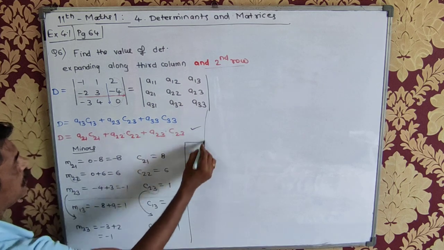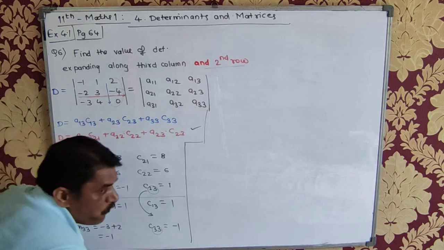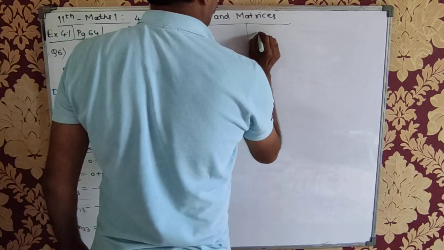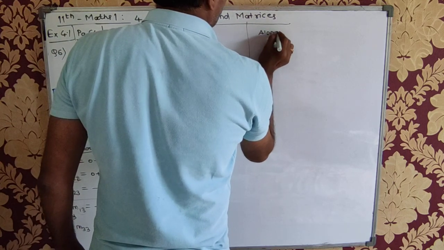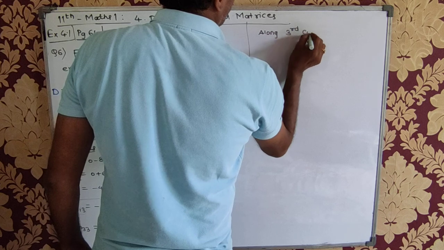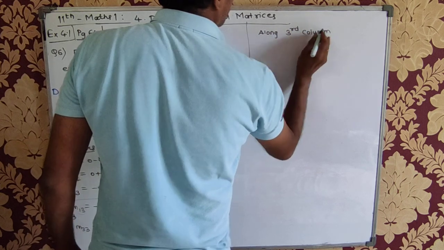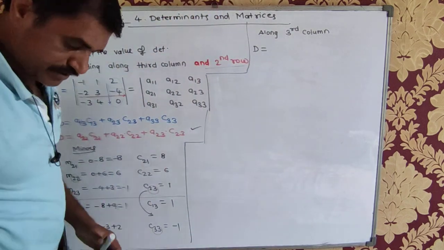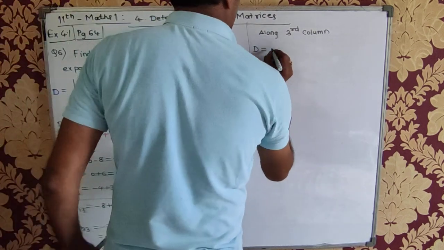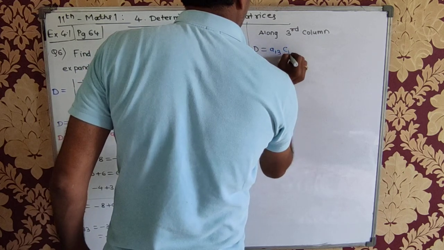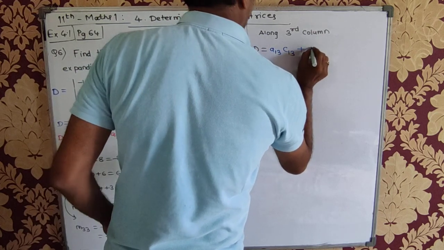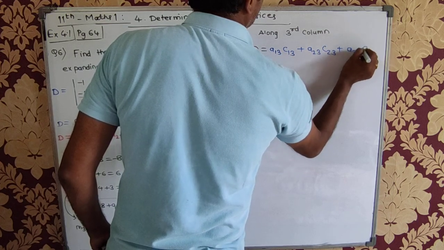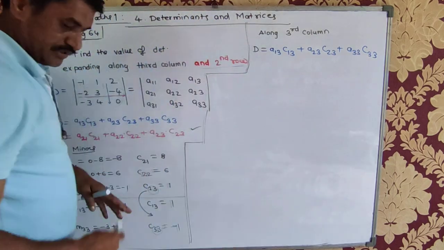Yes. Now let us expand this. The expansion along the third column we'll do first. D is equal to what will come? Along the third column I'll use this formula: D is equal to A13 C13 plus A23 C23 plus A33 C33. Is this okay?